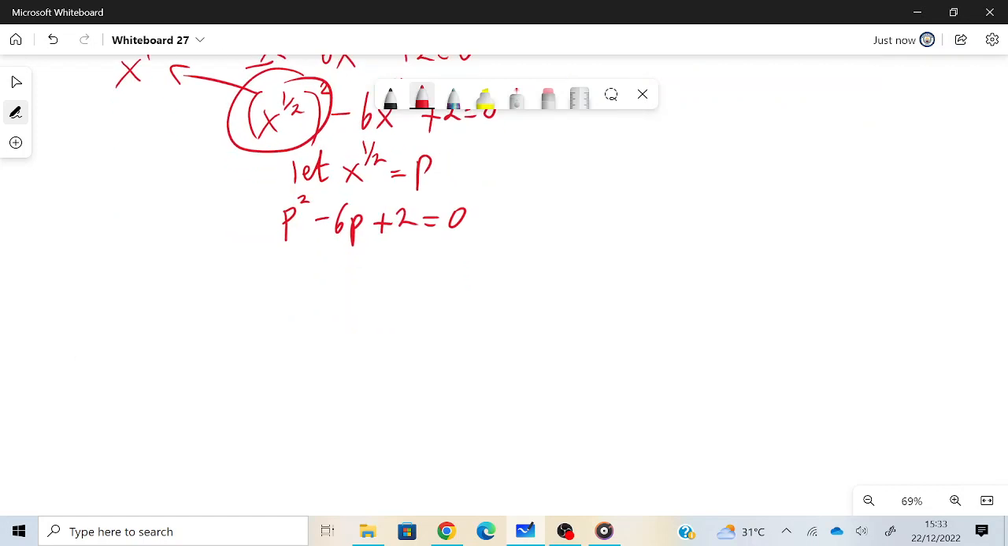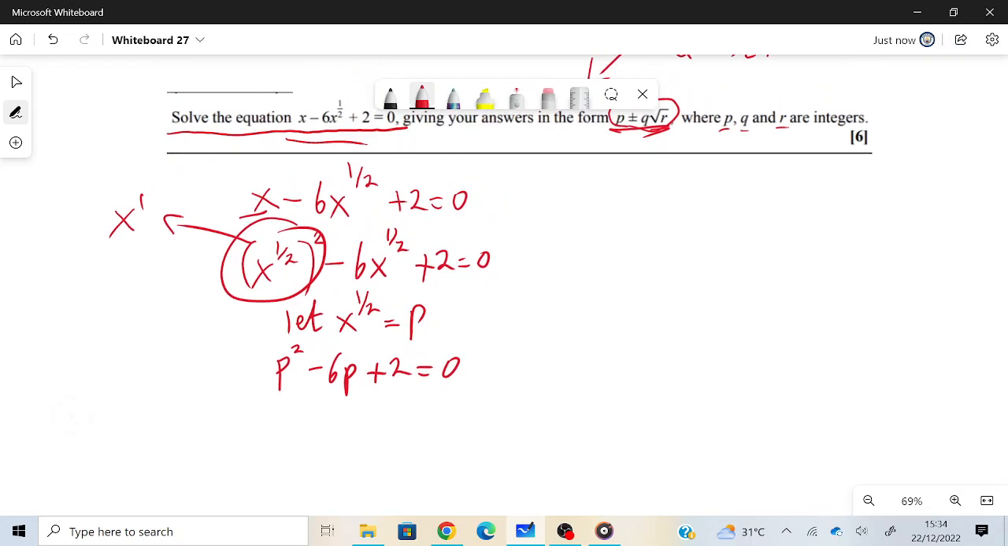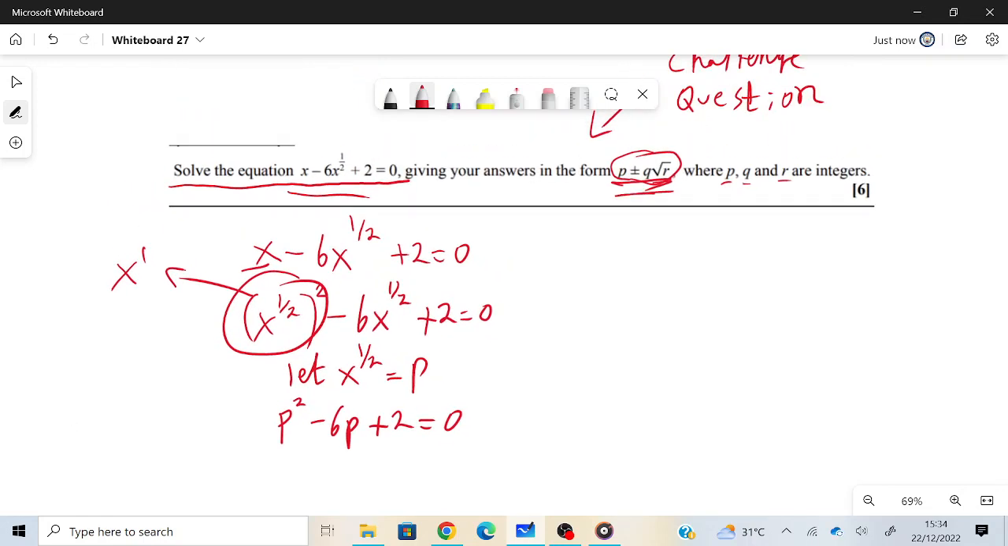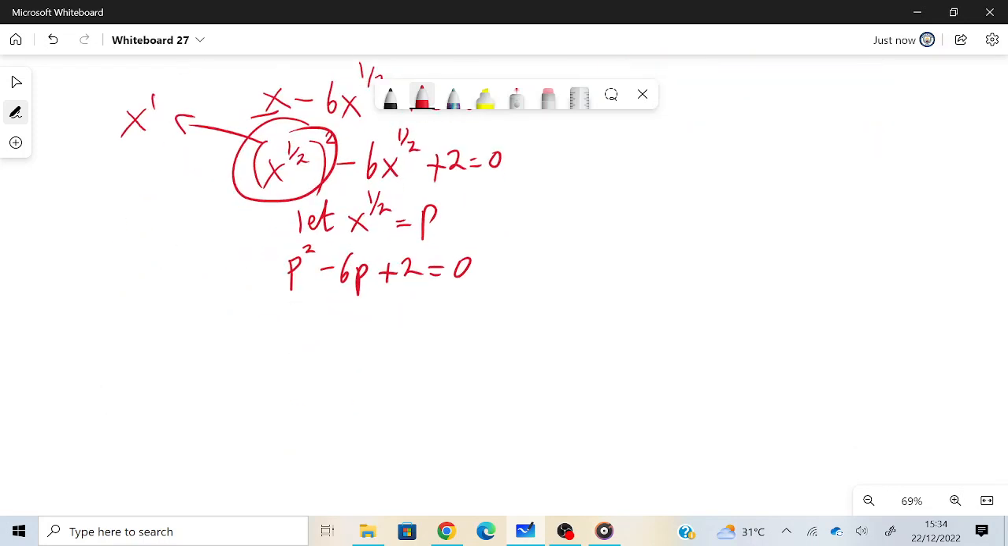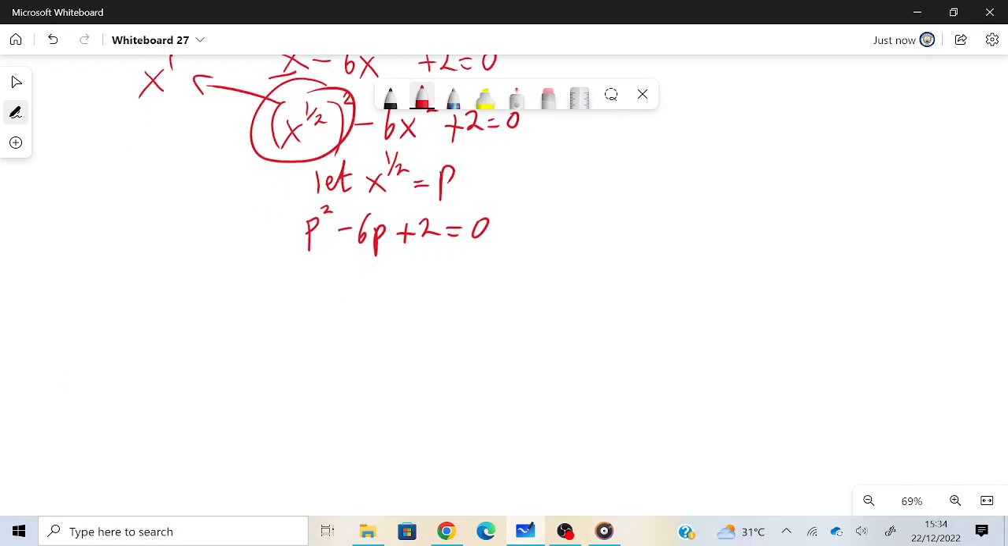Now, as I said, this is not factorizable because the question said that the answer is in the form of a root. So the best way to go about this is to complete the square. If you're not comfortable completing the square, you can watch one of my previous videos, which was on completing the square.